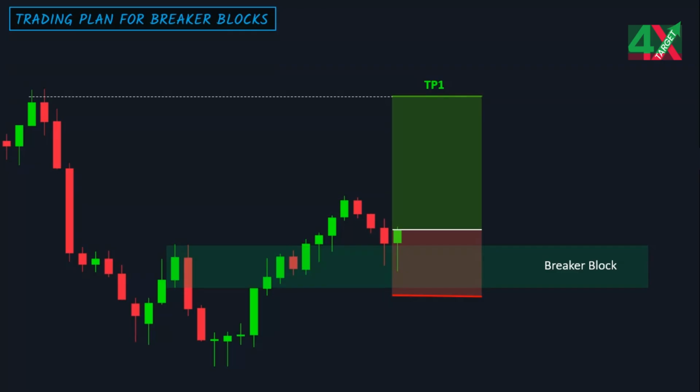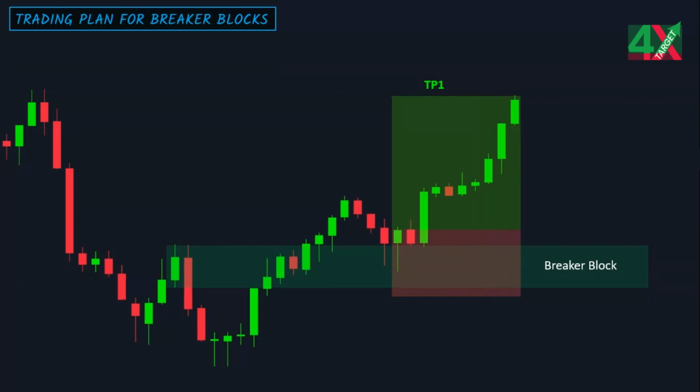From there, look to the higher timeframe key levels such as strong support, resistance, or supply and demand zones for TP2. This layered approach allows you to capture both the immediate reaction and the larger directional move. By managing the trade this way, you secure profits early while keeping part of your position open for extended runs. It's about balancing safety with opportunity, banking gains while still giving the market room to deliver a much bigger move.